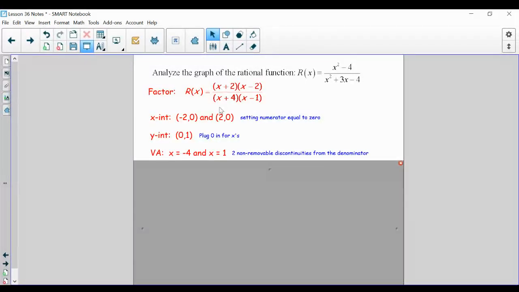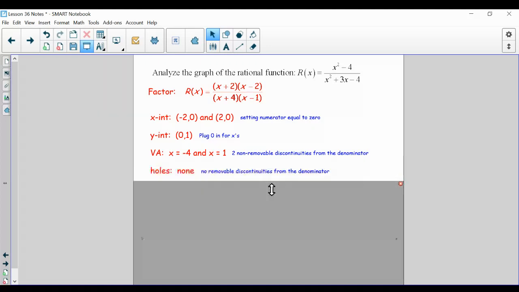Then vertical asymptotes, anything that makes your denominator 0 that doesn't match with anything in the numerator, and you don't have any matches from numerator to denominator. So you're going to have 2 vertical asymptotes, one here at -4 and one at x is equal to 1. We don't have any holes because we don't have any matching terms. I'll show you a hole in one of the later on examples.